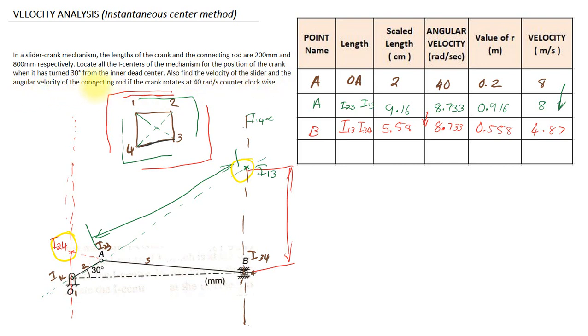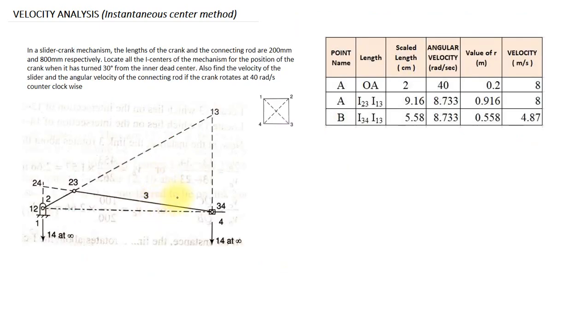Okay, so from the question, it is asked to find the velocity of the slider and the angular velocity of the connecting rod. So this is actually the link AB, and for that link AB, this will be the angular velocity. Next, the linear velocity of the slider. The velocity of this slider is equal to 4.87 meter per second. Okay, so I will explain it once again.